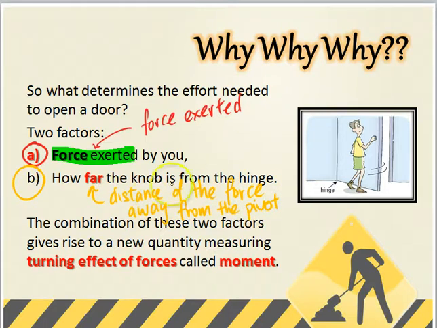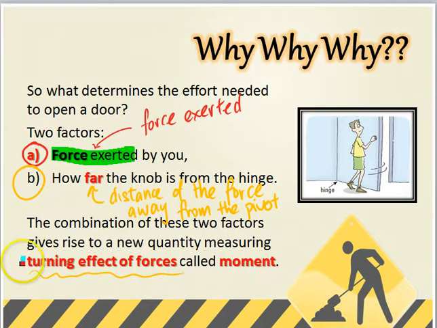Because we know that we exert the force at the doorknob, the distance of the force away from the pivot is actually under part 2. We talk about how far the doorknob is from the hinge. It will determine the turning effect of a force. So these two factors combined, okay, will give rise to a new quantity measuring the turning effect of a force.